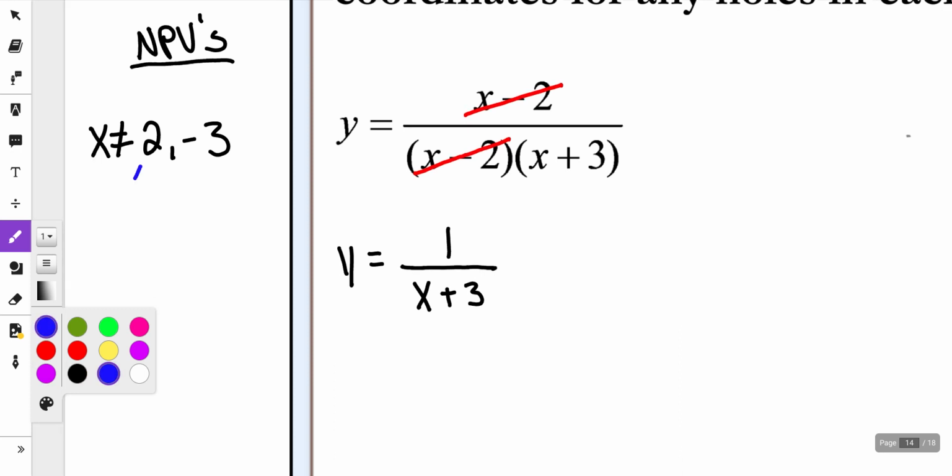This one is a hole, the plus 2. This one is a vertical asymptote, the minus 3. Because the minus 3 kept going, right? It didn't simplify out. It's still there. The plus 2 canceled out. It reduced. It went away. That means it creates a hole in my graph.